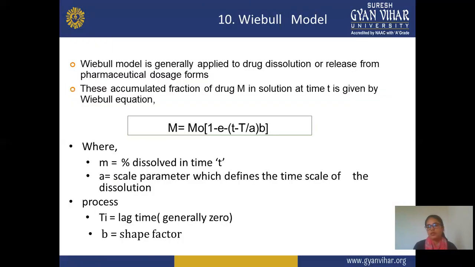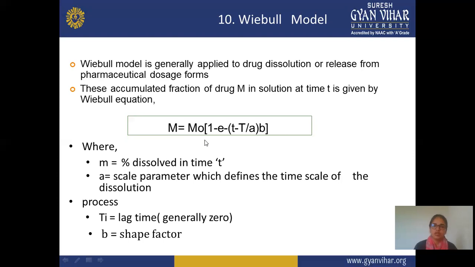Next, the tenth and last model is the Weibull model. The Weibull model is generally applied to drug dissolution or release from a pharmaceutical dosage form, meaning how much release takes place from that particular formulation, the dissolution or release, and the accumulated fraction of a drug is described by the Weibull equation. This is the equation for this model.